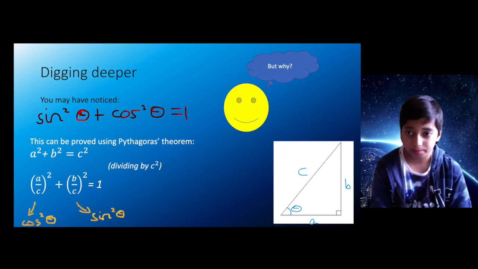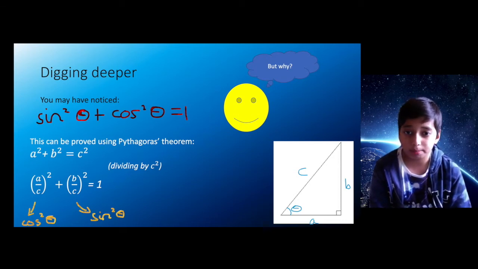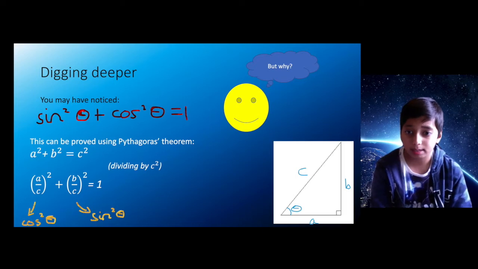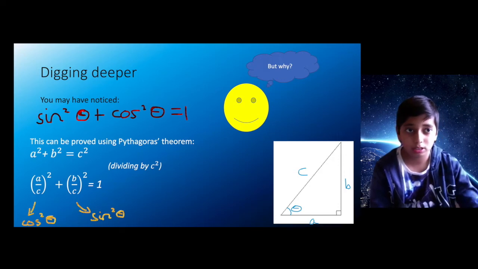to 1. This can be proved using Pythagoras' theorem, which is a squared plus b squared is equal to c squared. Dividing by c squared gives us the following equation. But we know that sine theta is a divided by c and cos theta is b divided by c. Hence the identity emerges that the square of the sine of an angle and the square of the cosine of the same angle add to 1.